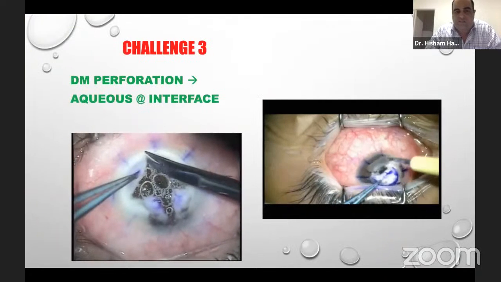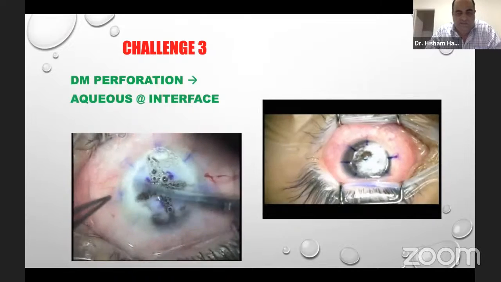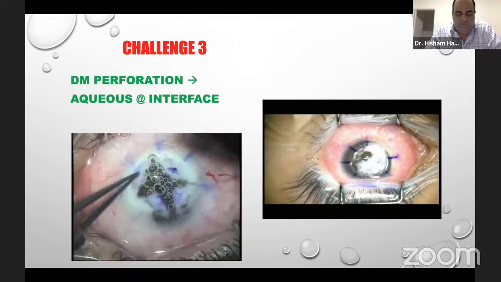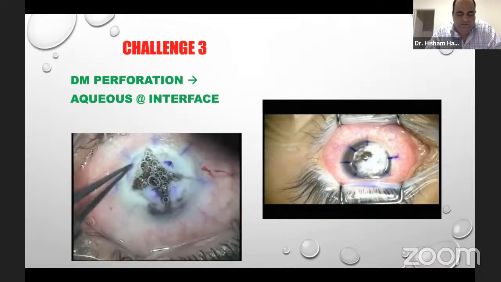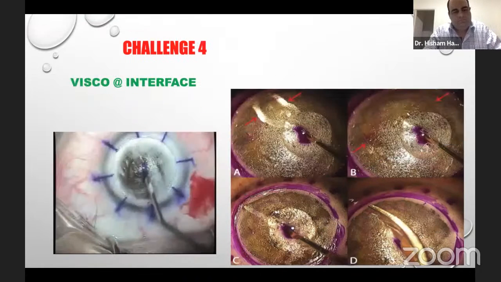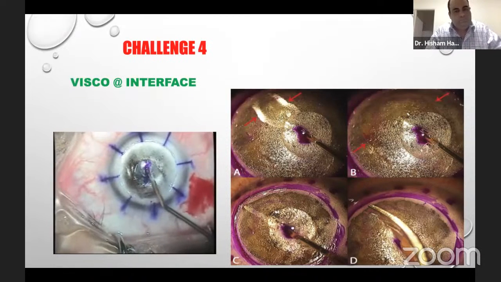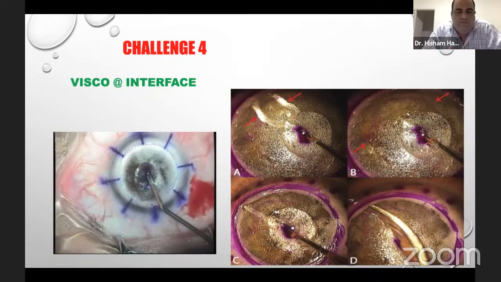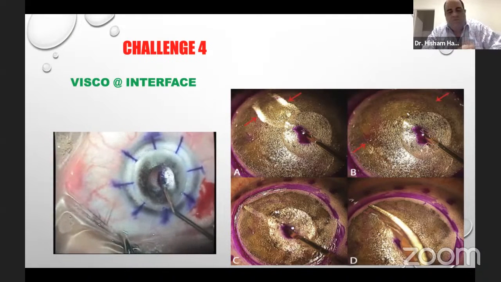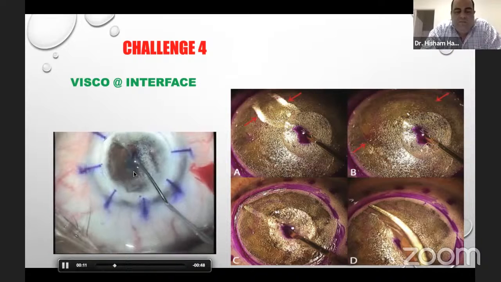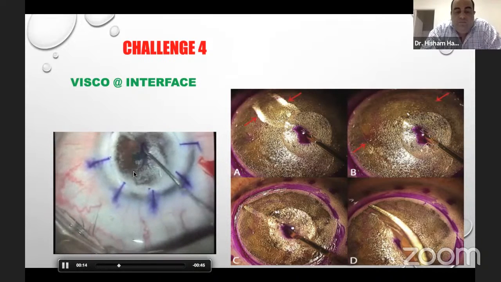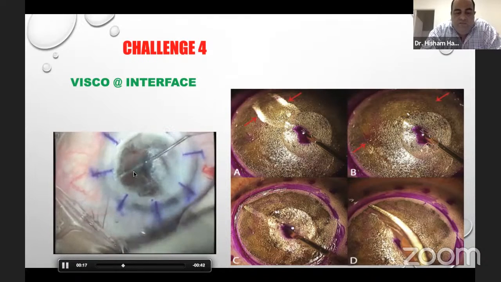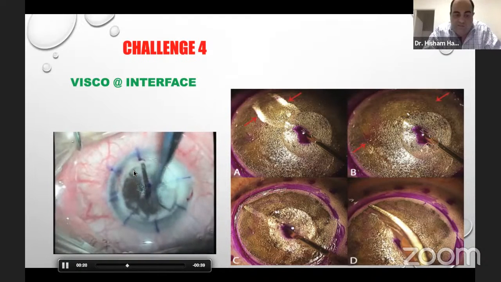Challenge number 3 is Descemet's membrane perforation. Well, it depends. If the Descemet membrane tear is small and peripheral, you may continue with DALC. But if the tear is large and central, you may have to convert to a PKP. Challenge number 4, remaining visco at the interface. We use visco during deep stromal dissection to replace the air before excision of the deep stroma. And it has to be washed out thoroughly before placement of the graft to avoid Descemet's membrane non-attachment.